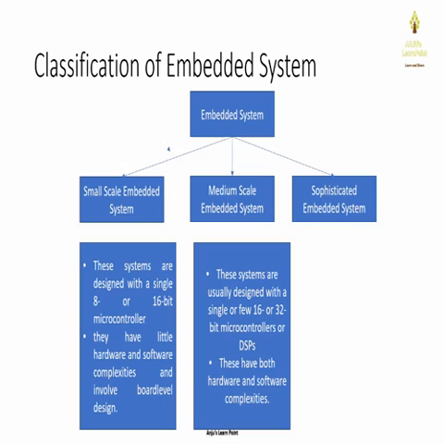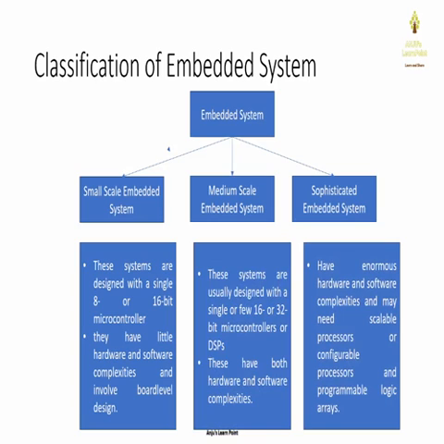The second category is the medium scale embedded system. These are usually designed with a single or a few 16 or 32-bit microprocessors or DSPs. These have both hardware as well as software complexities associated with them. The third category is the sophisticated embedded system. These embedded systems have enormous hardware and software complexities and may need scalable processors or configurable processors and programmable logic arrays in their design. So they are highly complex.